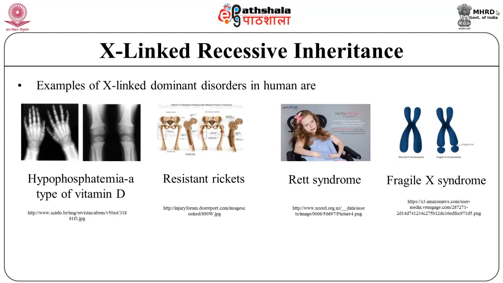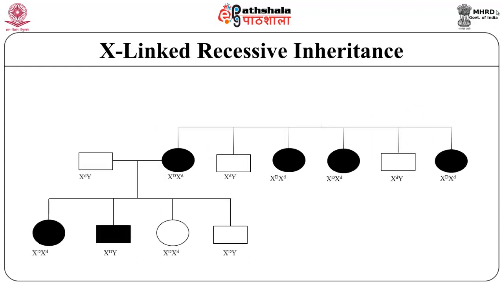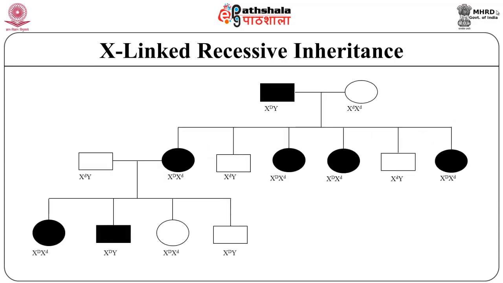Some examples of X-linked dominant disorders in humans are hypophosphatemia, a type of vitamin D resistant rickets, Rett's syndrome or fragile X syndrome, etc. This figure gives an example of X-linked dominant inheritance.